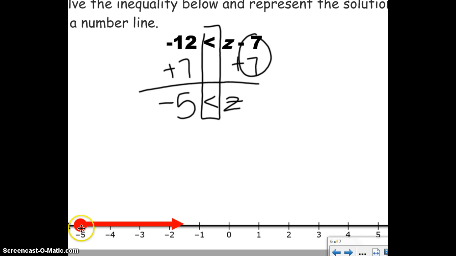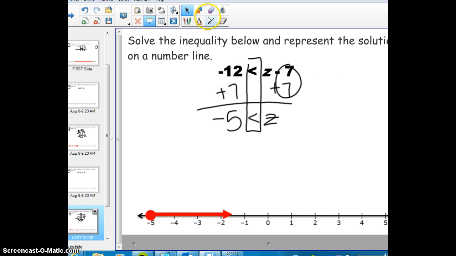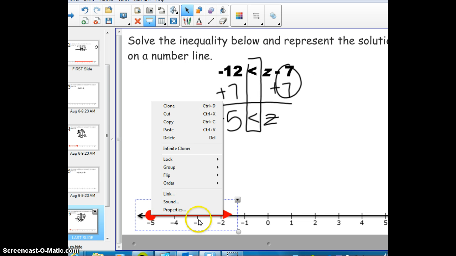On my number line, Miss Coke made a mistake. This shaded in circle should be an open circle because my answer cannot include the negative 5. But I will shade over. Let Miss Coke fix this now.